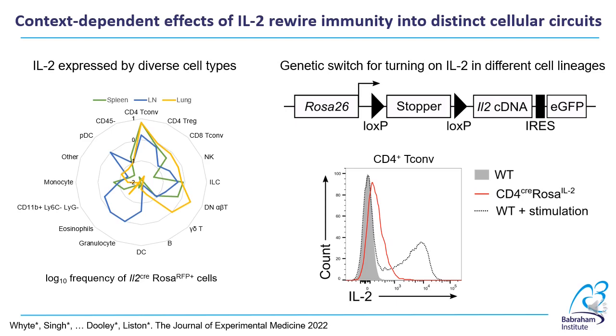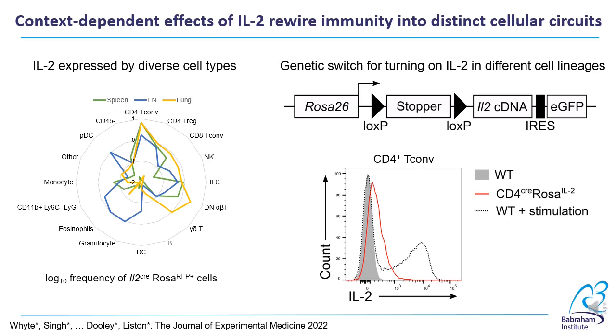Under homeostatic conditions, IL-2 expression is normally tightly controlled. We show here, using a wide variety of strategies to detect IL-2, that CD4 conventional T cells are the predominant source of IL-2, in line with previous reports, although diverse cell types are capable of IL-2 expression, including regulatory T cells. To interrogate whether the cellular context in which IL-2 is expressed can affect IL-2 function, we generated a mouse model in which we can turn on IL-2 expression in any cellular lineage.